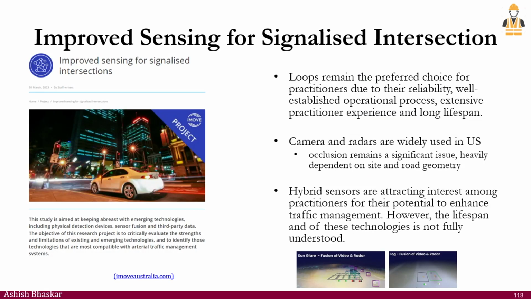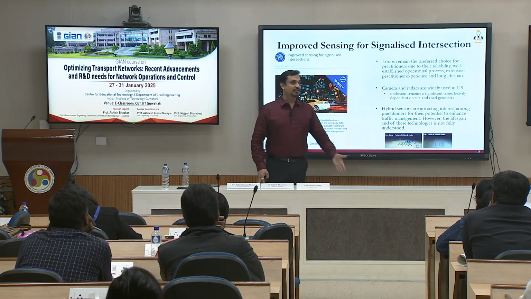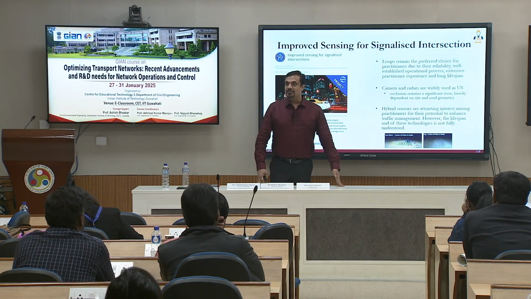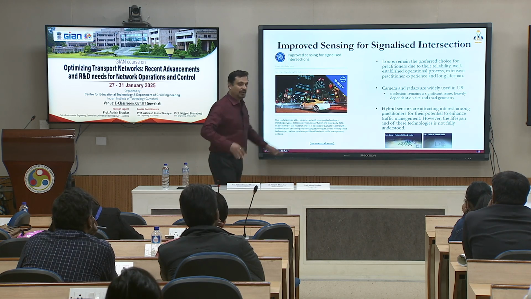So, we did a project for the department to study improved sensing for signalized intersections. We did a literature review and a lot of survey. We went to various vendors to understand their technology. We asked them to give us contacts of the places where the technology is implemented. We interviewed those people to understand how well the technology was, etc. A lot of things were done.